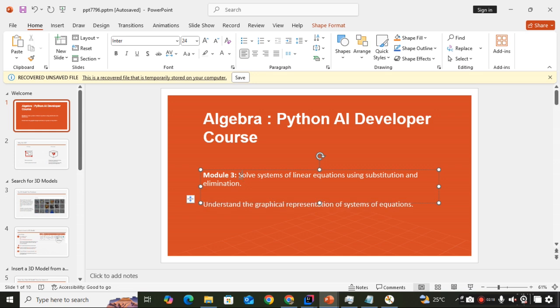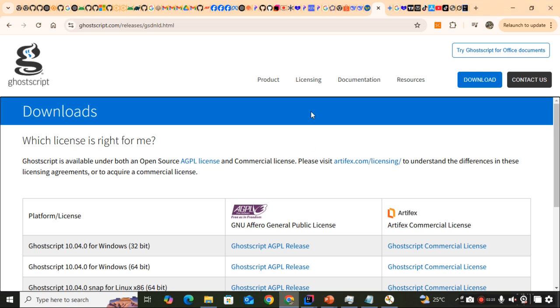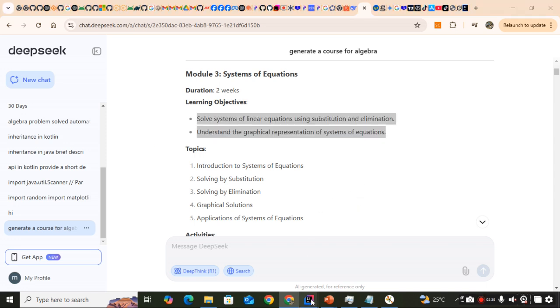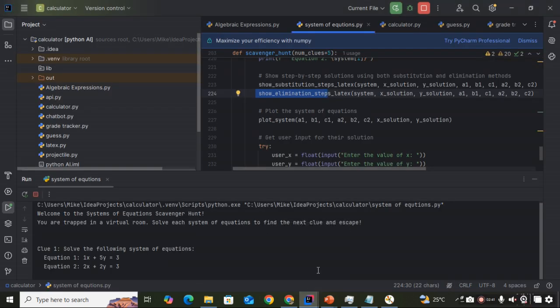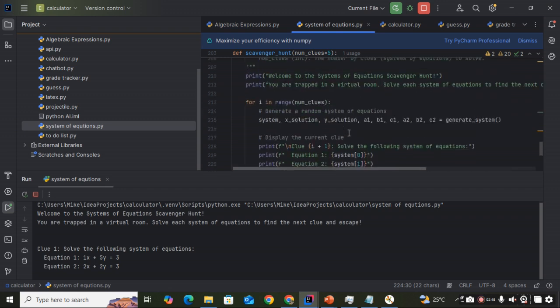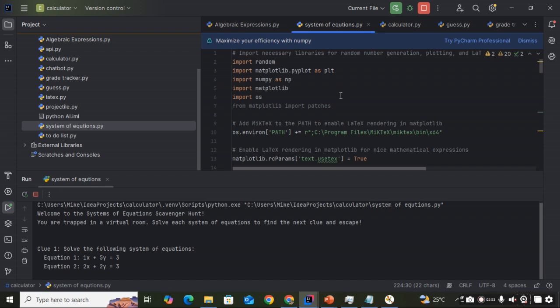Now all we need to do is to copy everything here and paste it to an AI. The AI of choice here is DeepSeek. I have done that, and DeepSeek has generated a code for us, and all we need to do is copy and paste it to IntelliJ. I have done that, and I have created a file here called system of equations.py. py is the extension for Python, and I have pasted all of the Python code here.